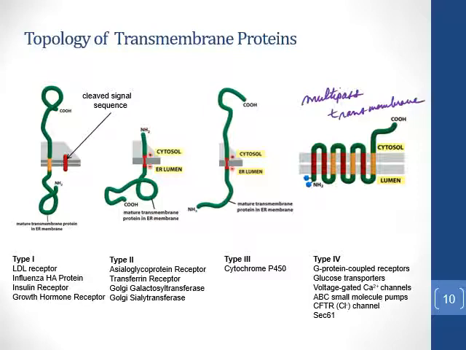The G protein coupled receptors we'll get to a little bit later on. We'll talk about those in great detail. We'll talk about glucose transporters. We've already talked about Sec61. Remember the Sec proteins. Sec61 is the translocon. So these are multi-pass transmembrane proteins. So how are they going to get inserted into the membrane?